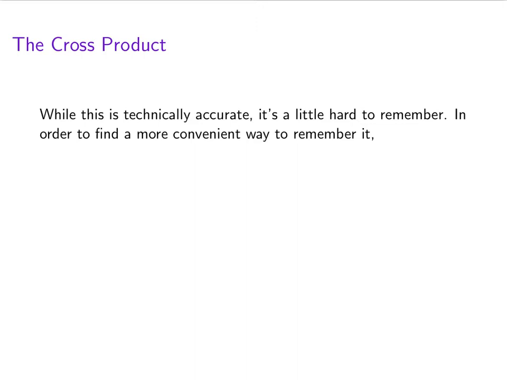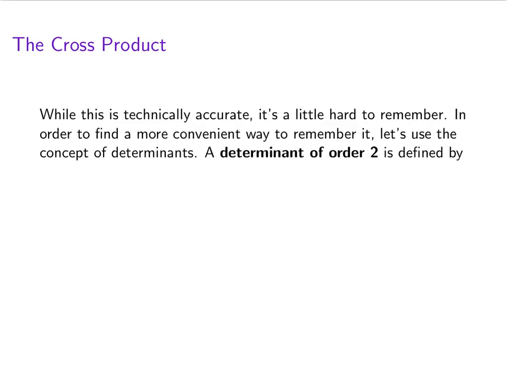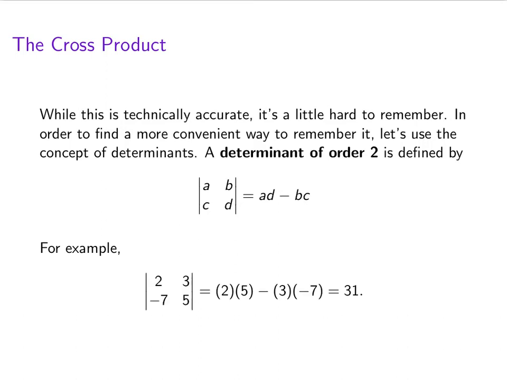So in order to find a more convenient way to remember it, we're going to use the concept of determinants. If you've taken linear algebra, you will certainly have seen determinants. A determinant of order 2 is defined like this. So basically it's a matrix. It looks like kind of absolute values. It's not really an absolute value. It's a different thing. It's a determinant. And it's computed AD minus BC. So for example, the determinant of the matrix 2, 3, negative 7, 5 is just 2 times 5 minus 3 times negative 7, and that works out to 31.